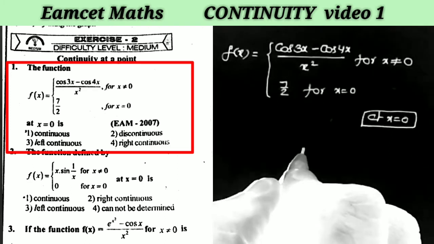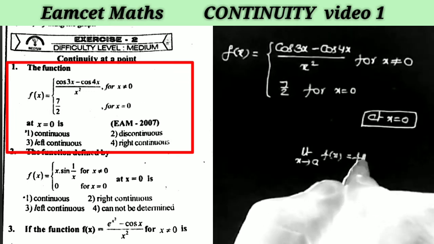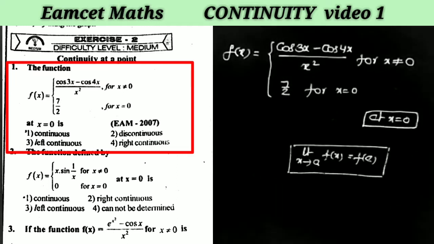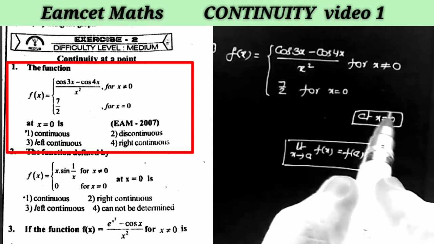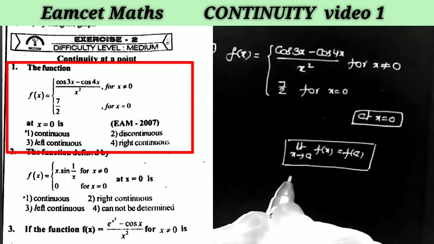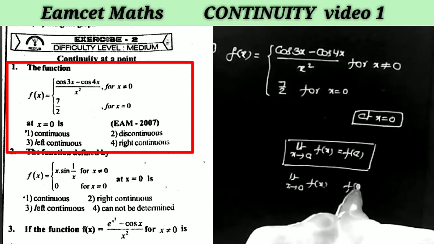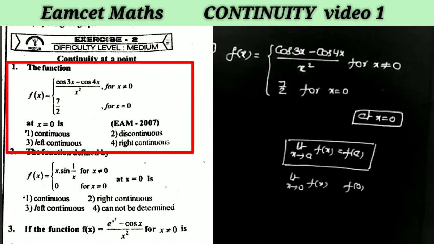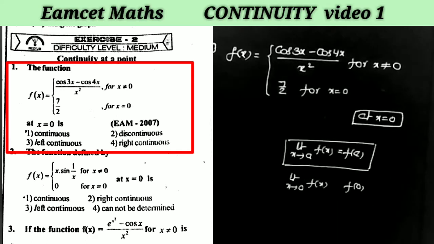Okay, now first, what is the continuous function definition? If limit x tends to a, f of x is equal to f of a, then the function is said to be a continuous function. This is the continuity definition. Now we have to check the continuity at x is equal to 0. That is, we have to find the limit x tends to 0 value and the f of 0 value. If these two values are equal, then the given function is a continuous function. If these two values are not equal, then the function is not a continuous function.